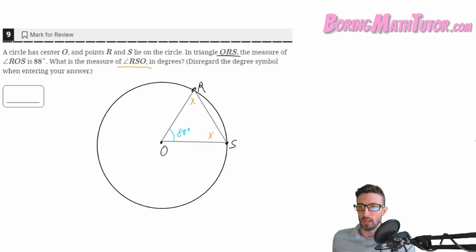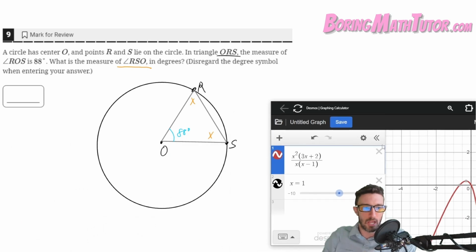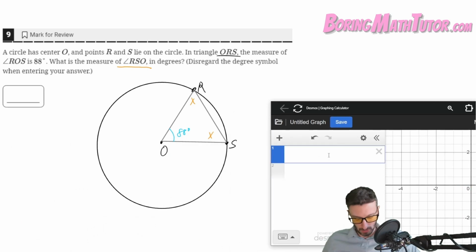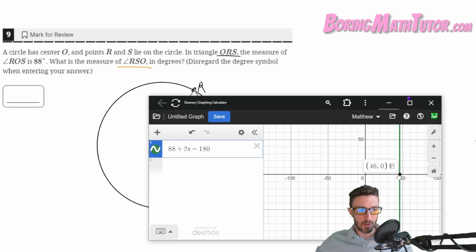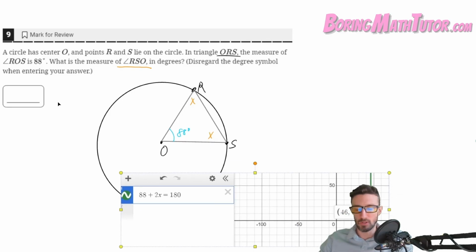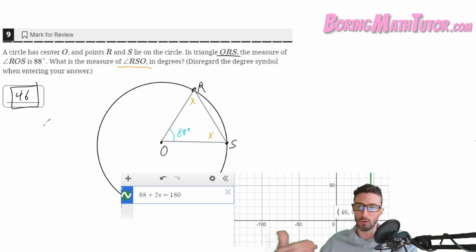Now all we have to do is set up an equation, and we can just use Desmos here real quick to say 88 plus 2x has to equal 180. Let's zoom out, and we get an answer of 46. So that's it. You can just use Desmos to solve equations for you really easily. You don't have to think. And we're done with the problem.